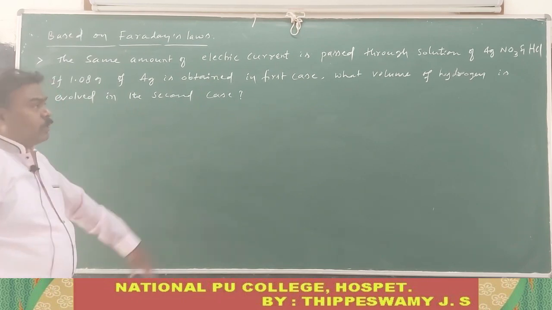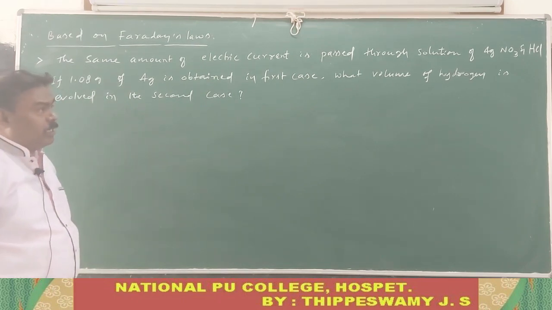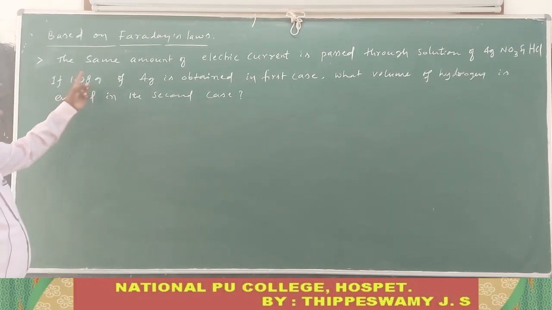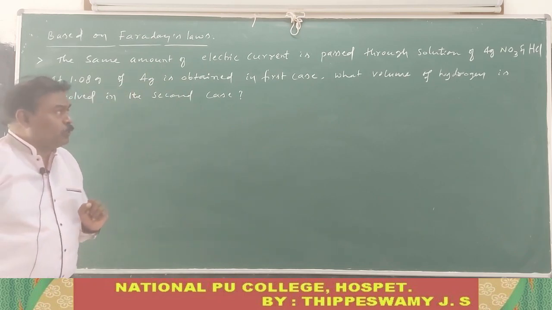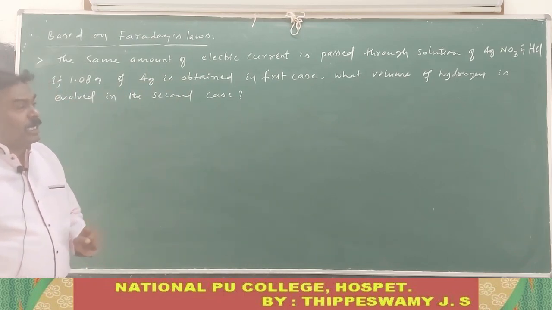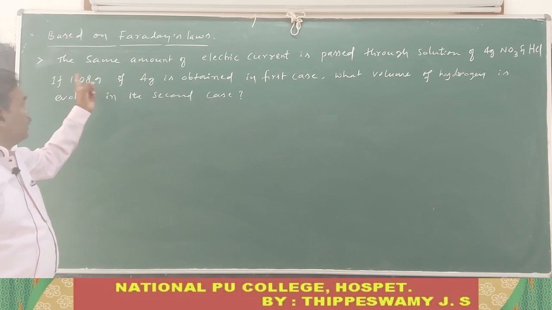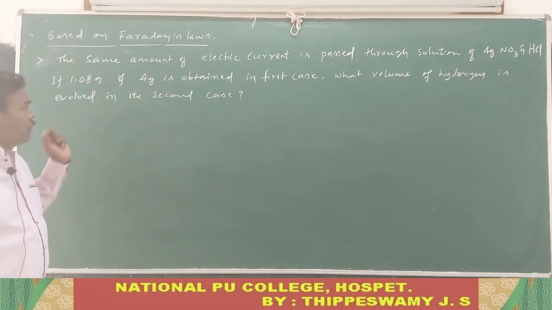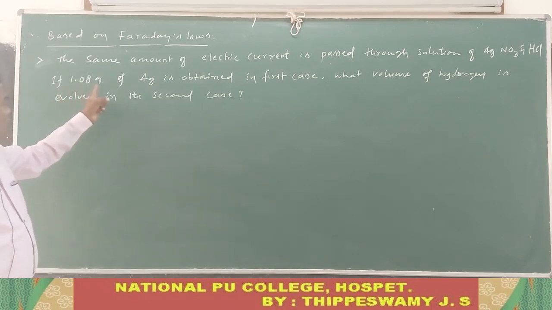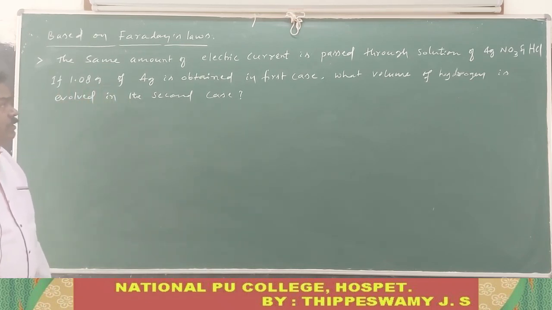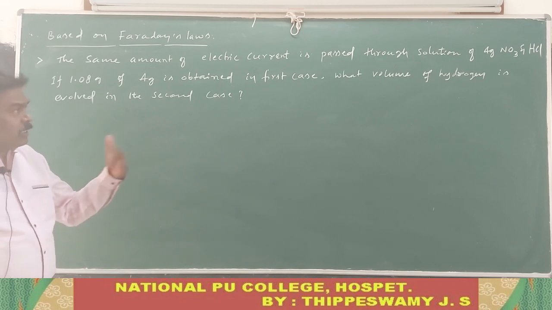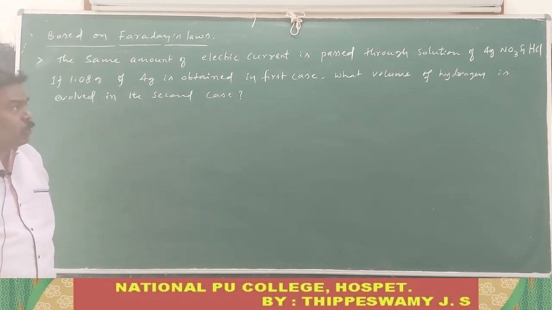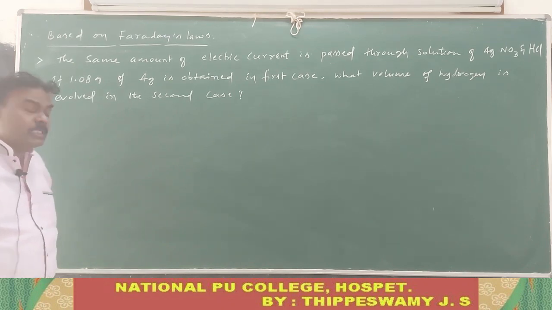According to Faraday's second law of electrolysis, see the question given: the same amount of electric current is passed through solutions of silver nitrate, AgNO3, and hydrochloric acid, HCl. If 1.08 gram of silver is obtained in the first case, what volume of hydrogen is evolved in the second case?